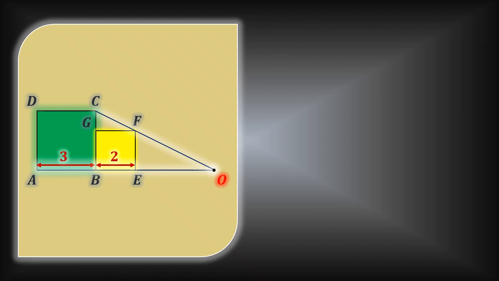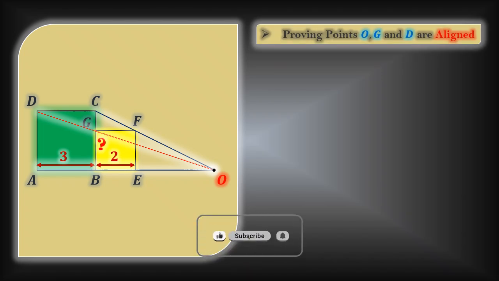Consider two adjacent squares. The first square, colored green, is denoted ABCD and has side length equal to 3 units. The second square, colored yellow, is denoted BEFG and has side length equal to 2 units. Let O be the intersection point of the rays AB and CF. Our goal is to prove that the points O, D, and G are collinear. To do this, we will show that G is the image of D under a homothety centered at O.